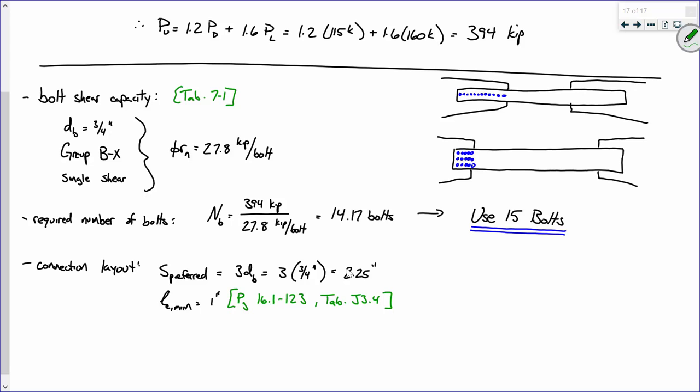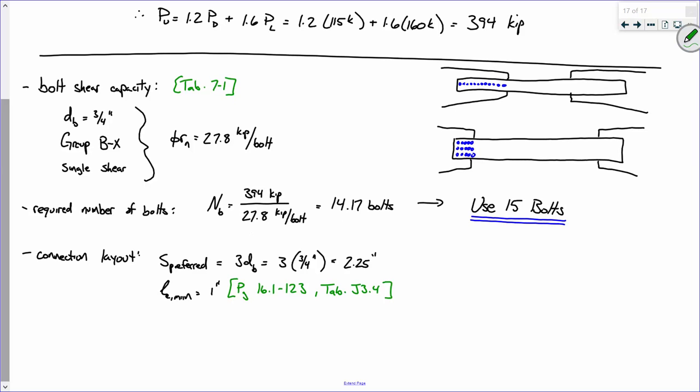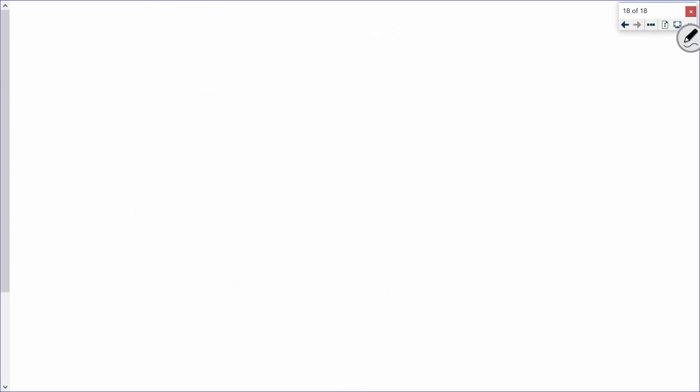Does everybody see that? Not too bad, right? Any questions? So here's how I'm going to lay out this connection. All right? Does everybody have all this? Everybody got this? I'm going to move on. Example 9, right?